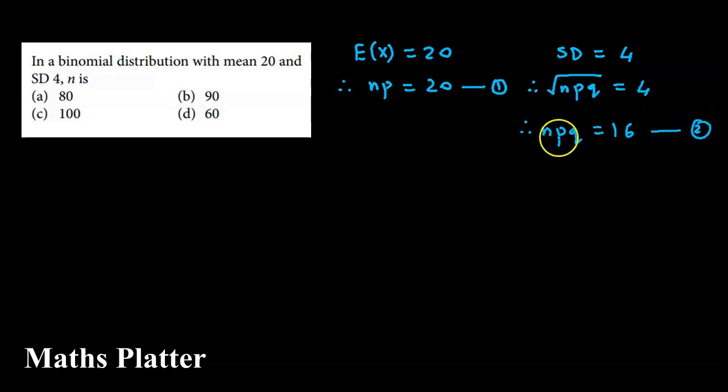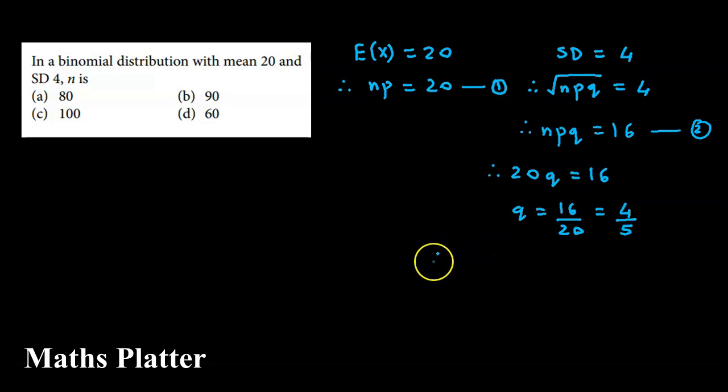Now here we substitute the value of np, which is 20. So therefore 20 into q is equal to 16. So q is 16 by 20, which is equal to 4 by 5. Now we will get the value of p also, because you know that p plus q is 1. So therefore p will be 1 minus q. So that is 1 minus 4 by 5, which is equal to 1 by 5.